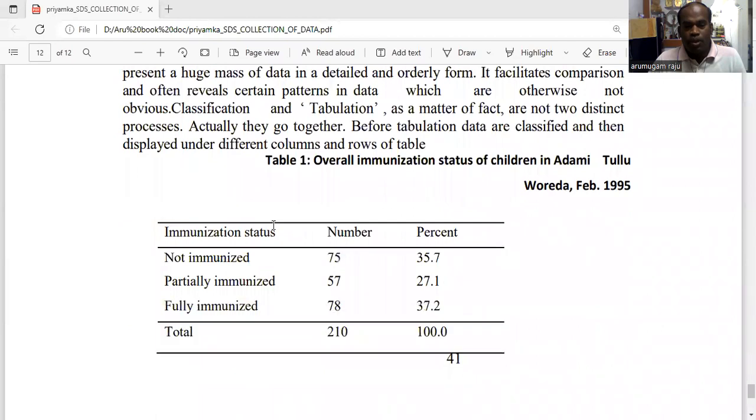Here we can give some example for the tabulation. Here you have to represent the table number, then the table name, then the body of the table, the stubs and the captions. Finally, you have to represent the footnotes.